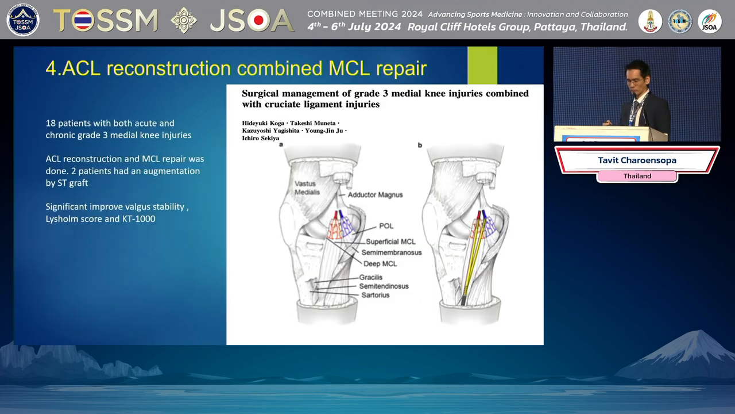They found a normal IKDC score and Lysholm score, and the valgus stability was nearly normal. In this study from Dr. Koga, the results of ACL reconstruction with MCL repair are shown. They found a significant improvement of the valgus stability with the KT-1000 and the Lysholm score.